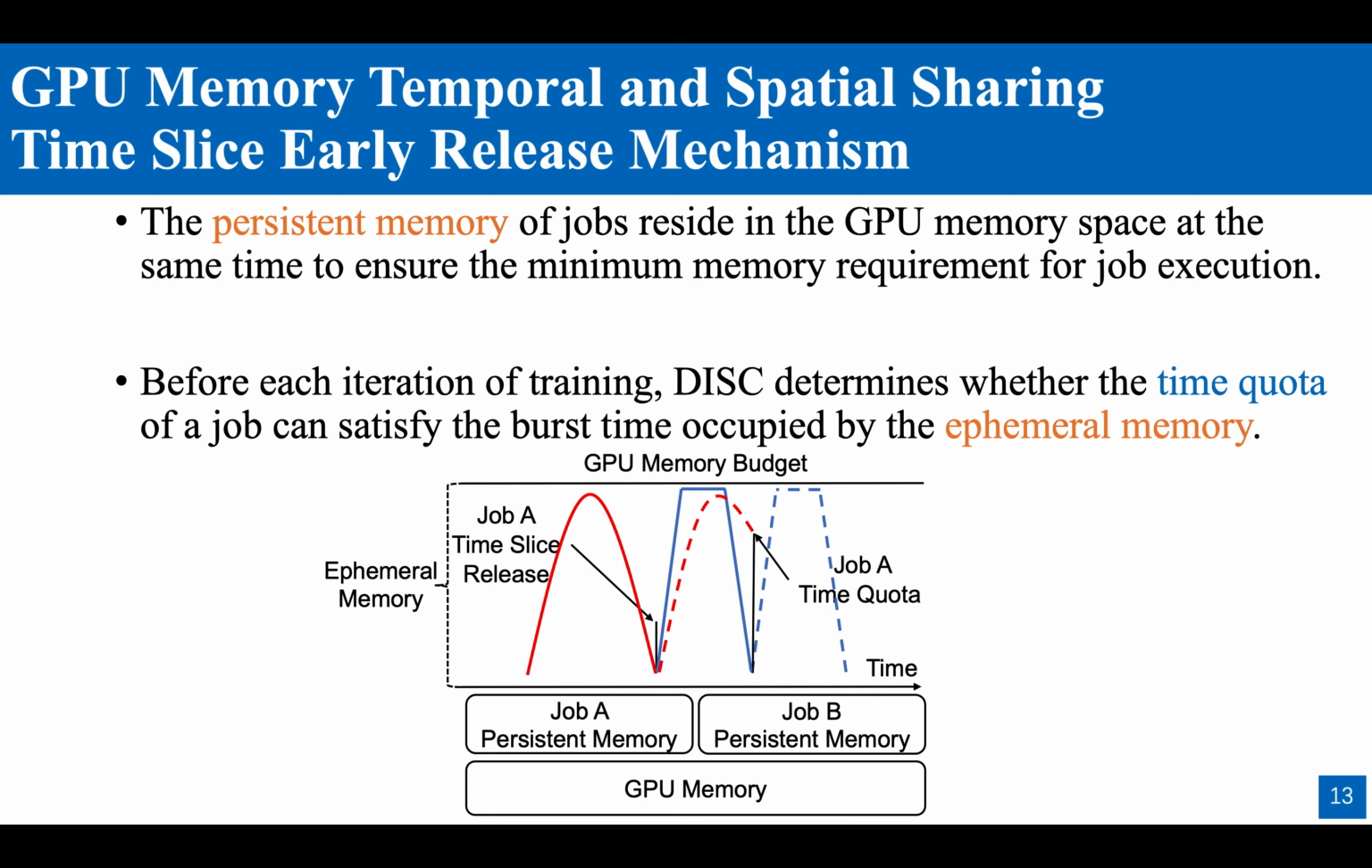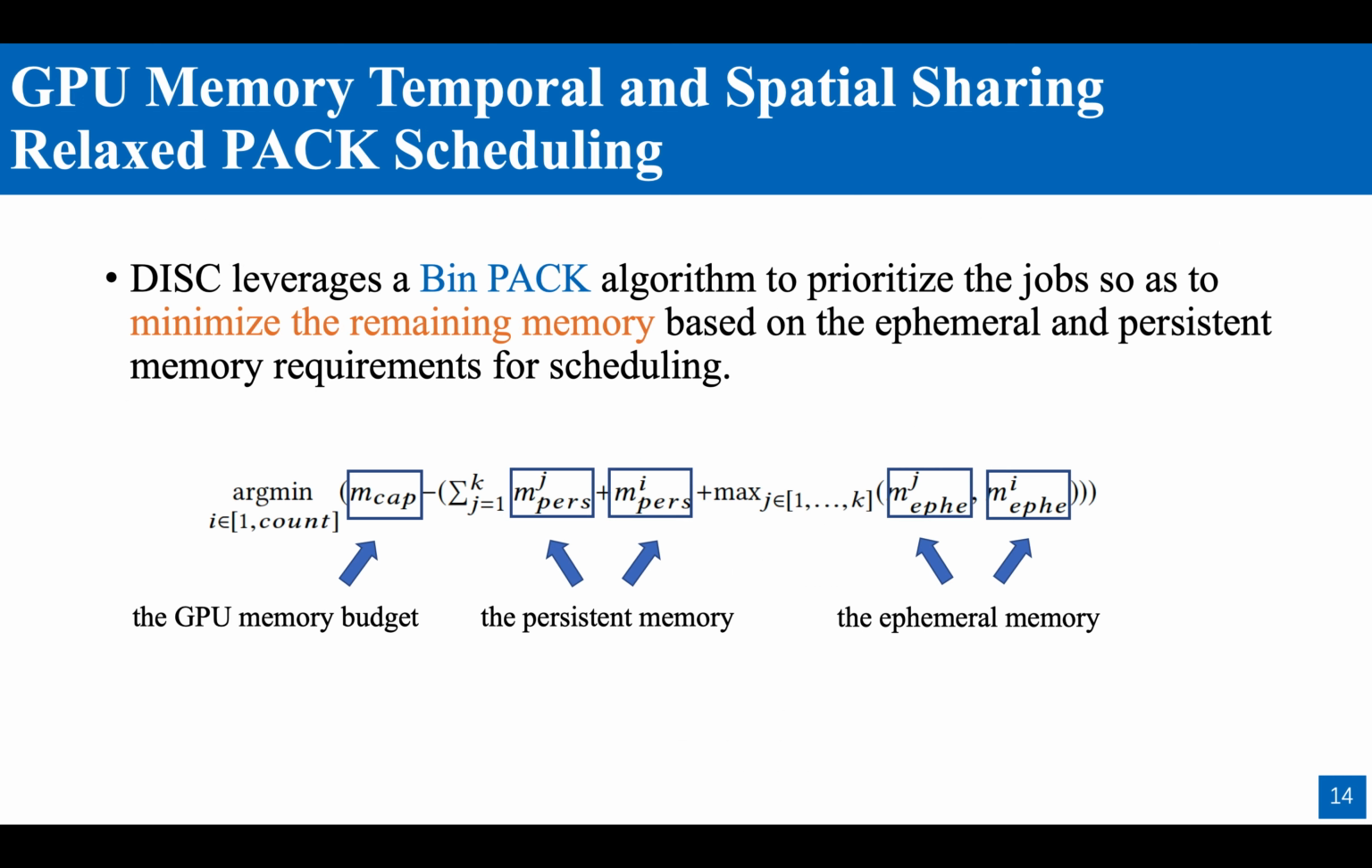Before each iteration of training, DISC determines whether the time quota of a job can satisfy the burst time occupied by the ephemeral memory. Training can only start when the condition is met. Based on the time-slice earlier release mechanism, only one job occupies the ephemeral memory at any given time. As a result, DISC can support jobs with large batch size to improve memory utilization.